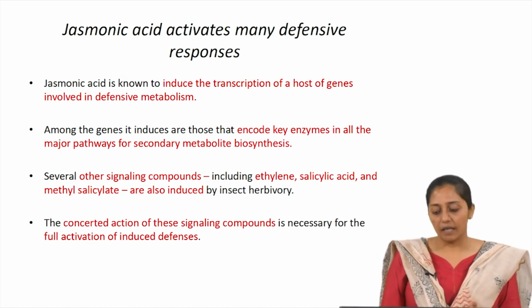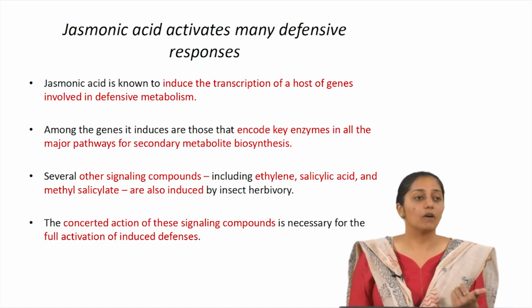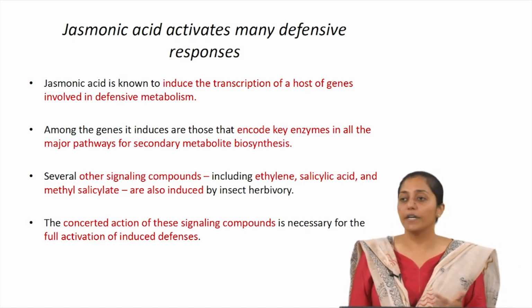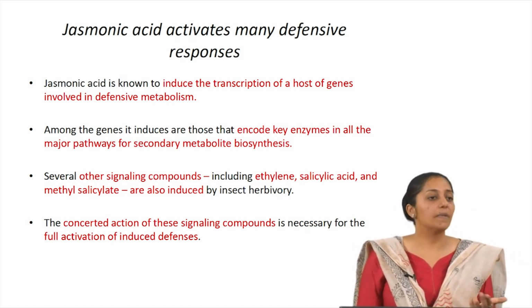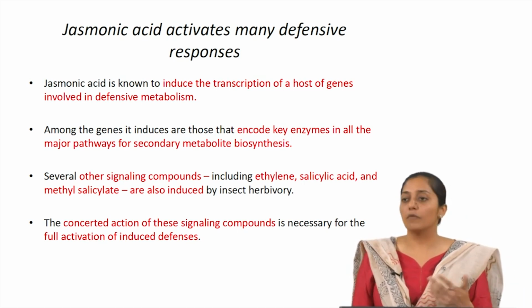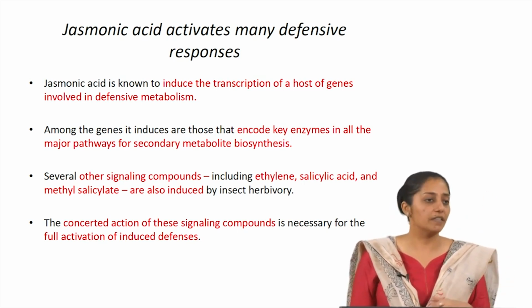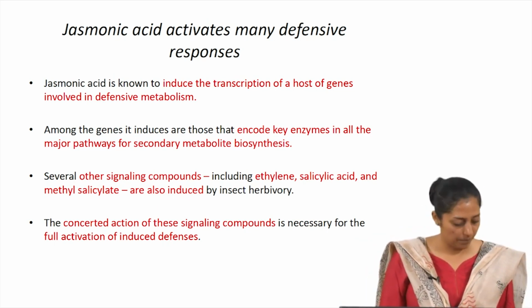Several other signaling compounds like ethylene. Ethylene is also a plant hormone, but it also acts as a signaling molecule to induce secondary metabolism. So, ethylene, salicylic acid, methyl salicylate. So, methylated, these components can become volatile, which may act as volatile signals to the other parts of the plant itself or the nearing plants.